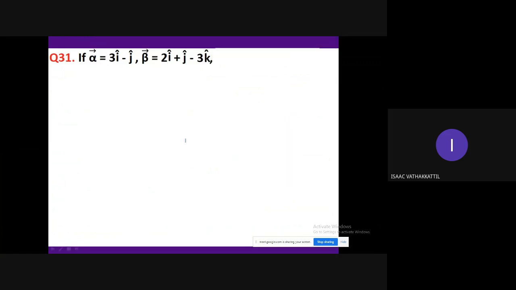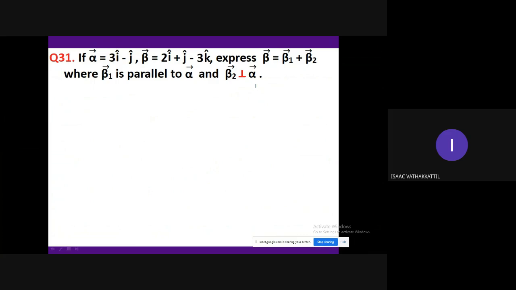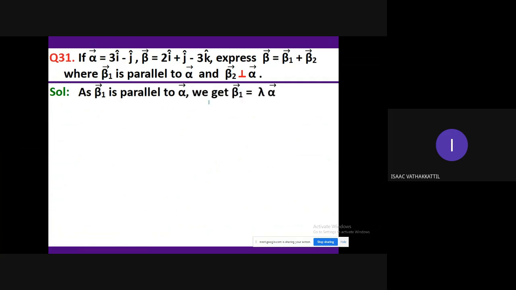Well, if vector alpha equal to 3i minus j, and vector beta 2i plus j minus 3k, express beta as beta 1 plus beta 2. Remember, the vector beta is to be represented as sum of two vectors beta 1 and beta 2, where beta 1 is parallel to vector alpha and beta 2 is perpendicular to the vector alpha. So what we need is that it is given with alpha and beta. Beta 1 is parallel to alpha.